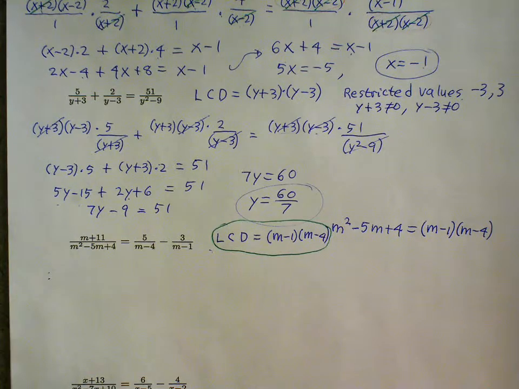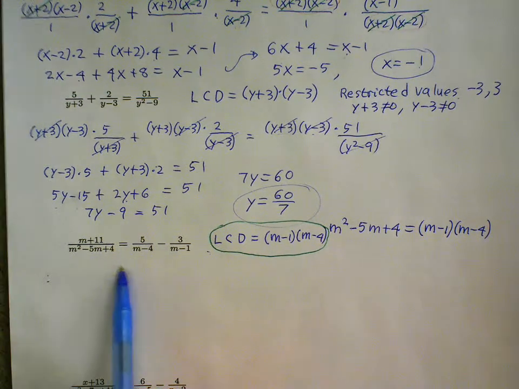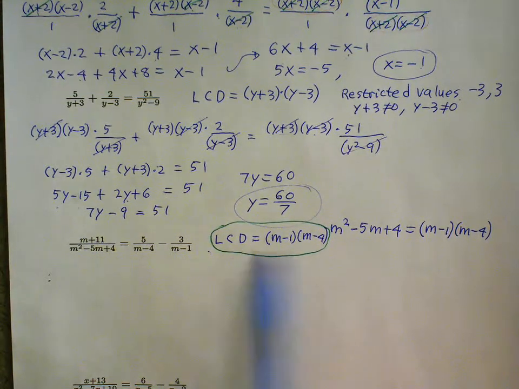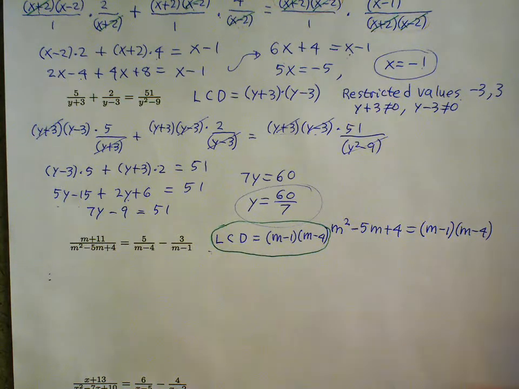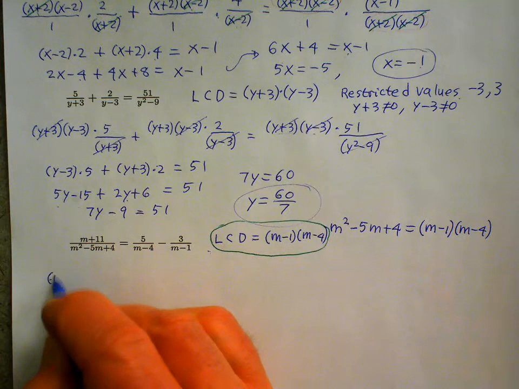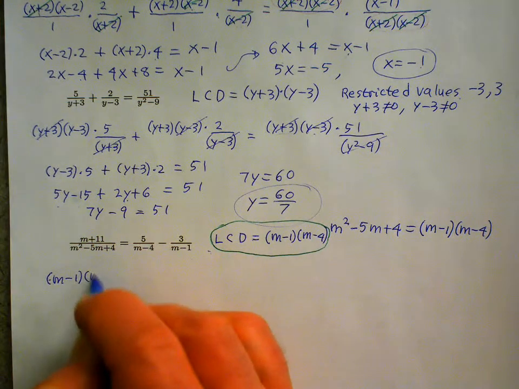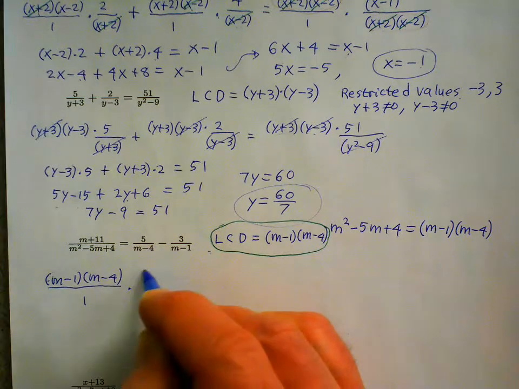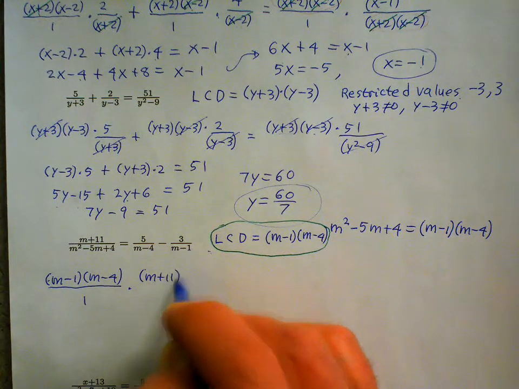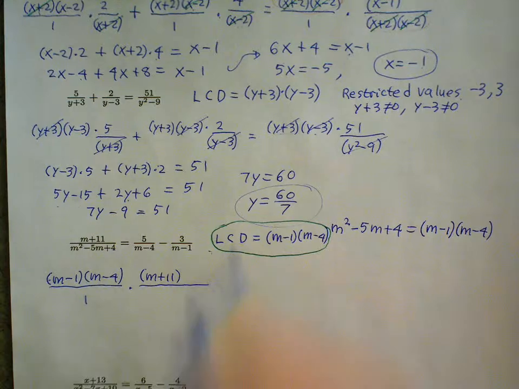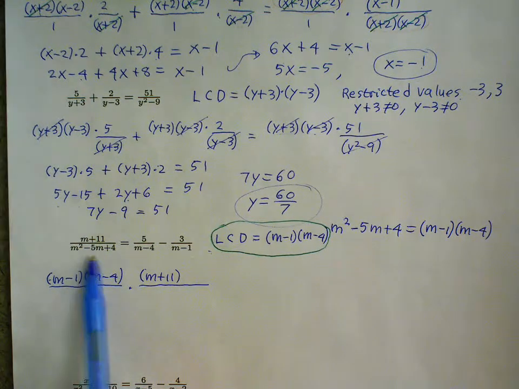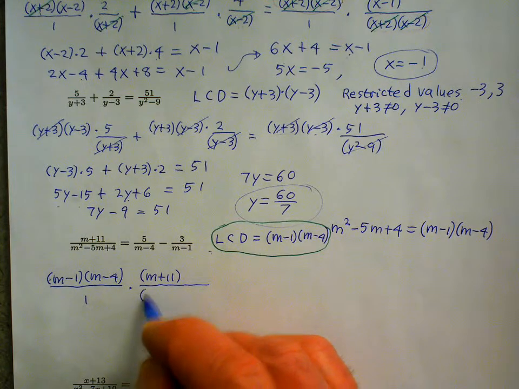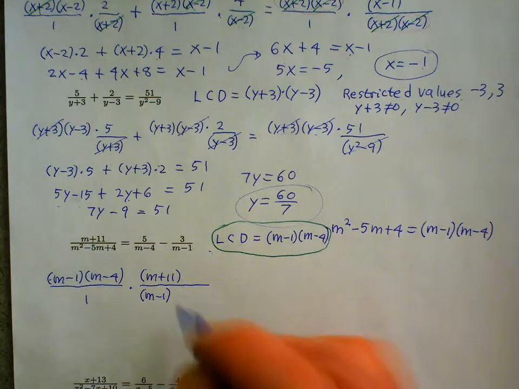Okay, now we multiply every term on both sides by the least common denominator. So (M minus 1)(M minus 4) over 1 times M plus 11 over the denominator M squared minus 5M plus 4. I'll write that in factored form: M minus 1 times M minus 4.